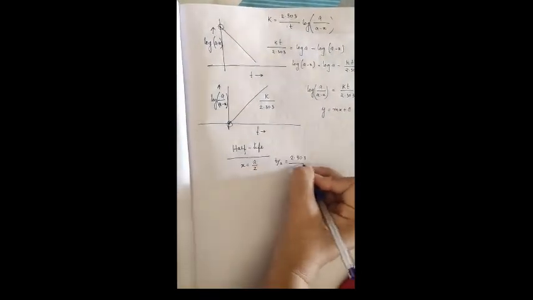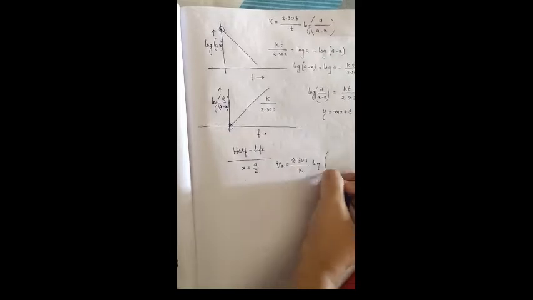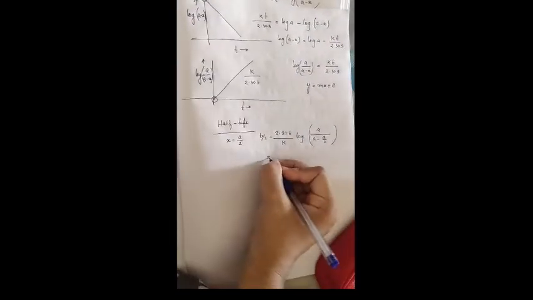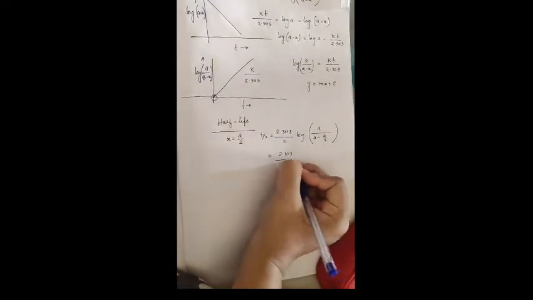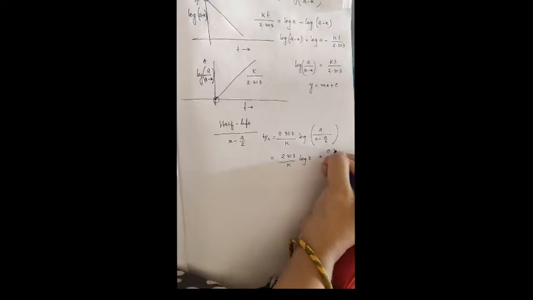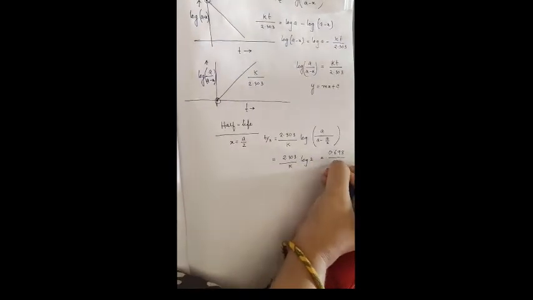The rate of the reaction is dependent upon the concentration of the reactant, that is A minus X. And what is the rate of the formation of product? dx by dt. So we can write dx by dt is equal to K into A minus X. Now if I bring A minus X here, dx by (A minus X) is equal to K dt.